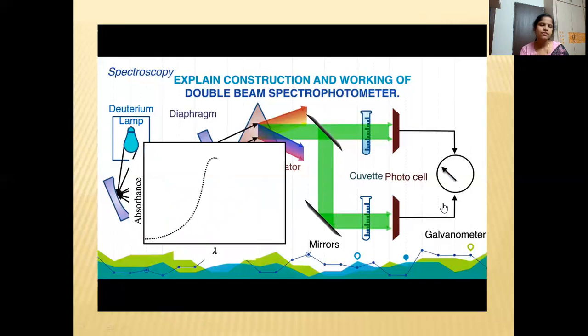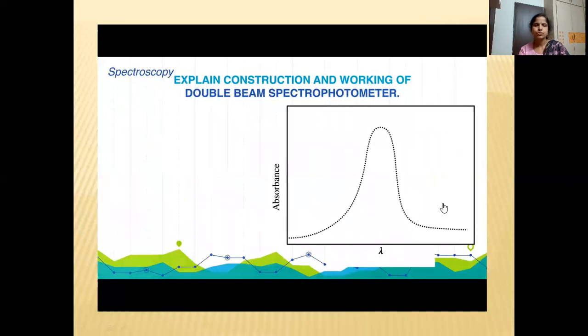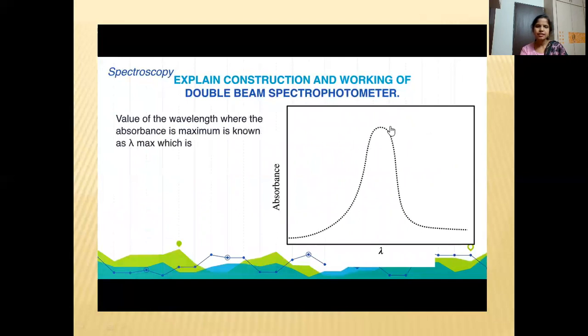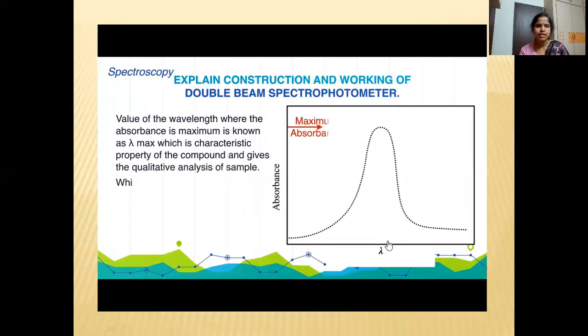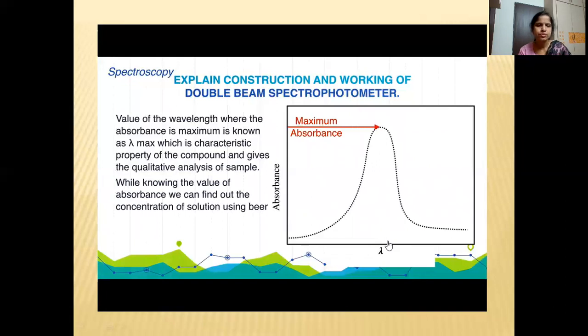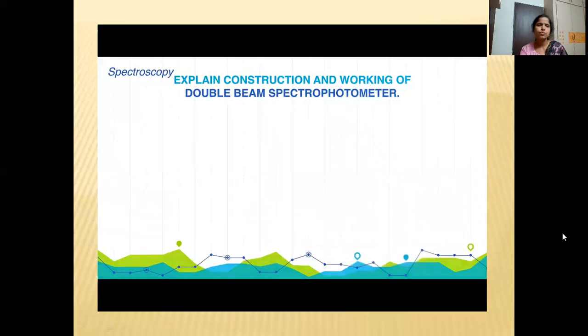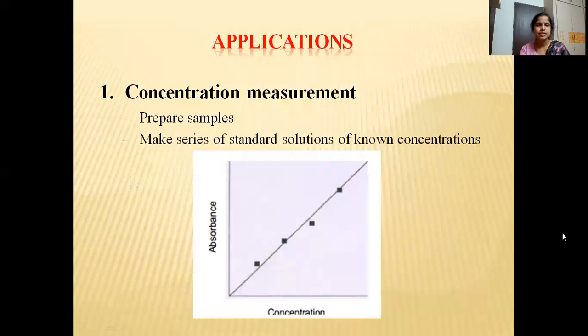So the same thing, the graph is obtained by taking wavelength on the x-axis and absorbance on the y-axis. Wherever the absorbance is high, that wavelength is taken as the lambda max value. That lambda max value is used for qualitative as well as quantitative analytical measurements, and the concentration can be found out by using Beer-Lambert's law. So this is how the double beam spectrophotometer works. Then we'll look at the applications.